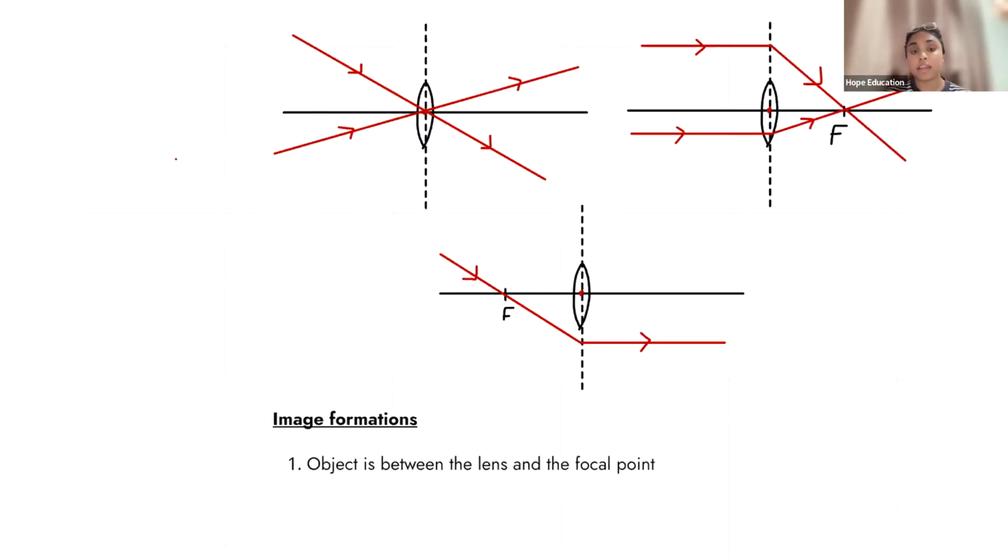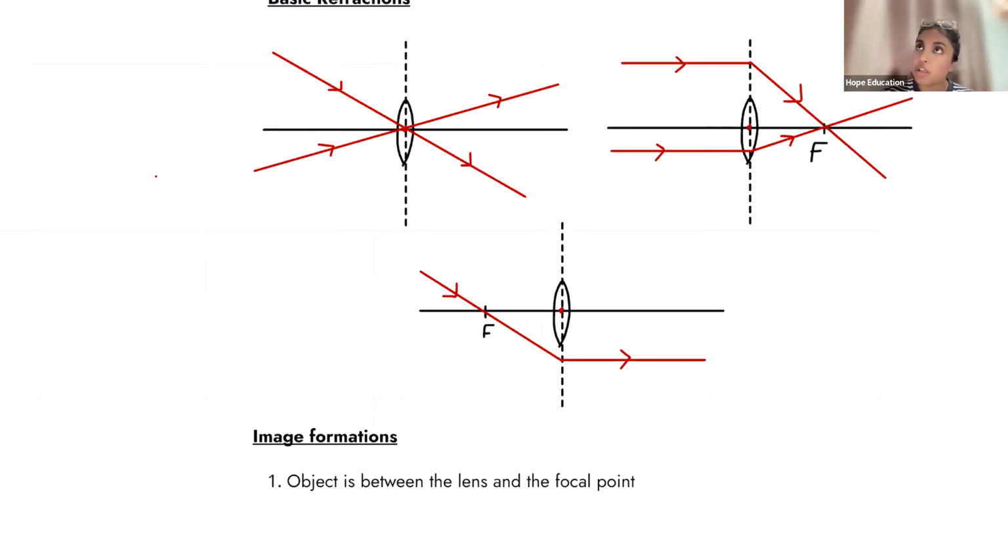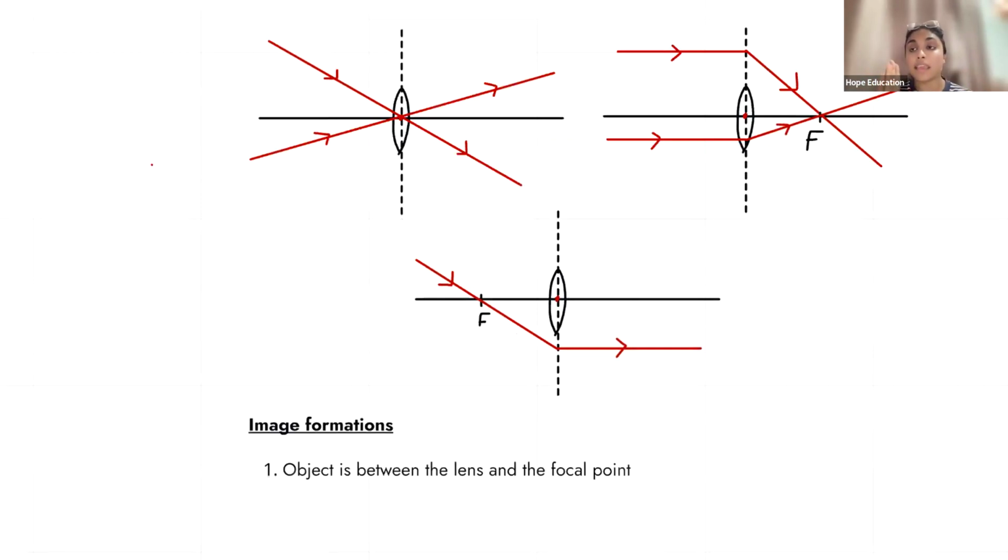Like our concave mirror, we look at these locations: object is between the lens and the focal point, object is on the focal point, object is between this and that. Every time, focus on how we use the basic refractions. All right? Okay.